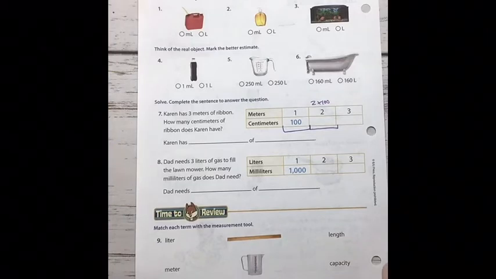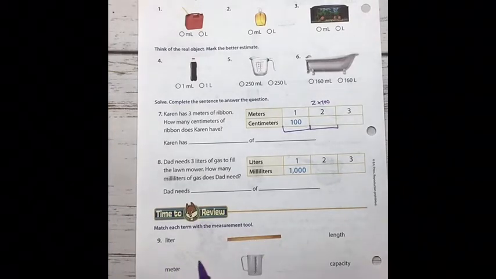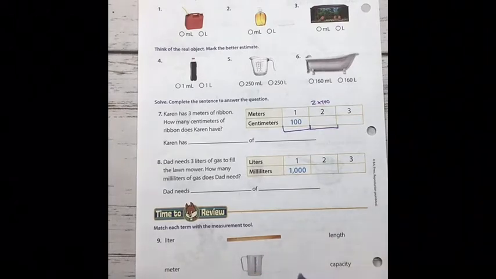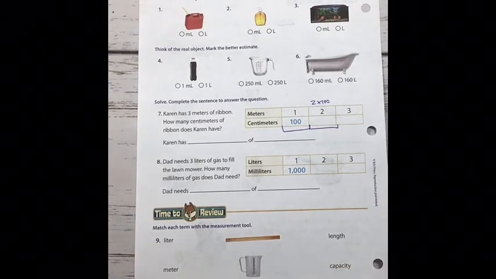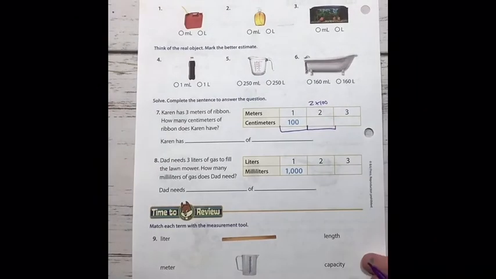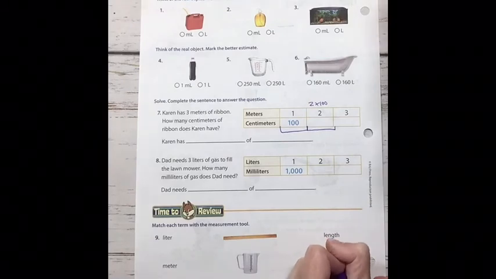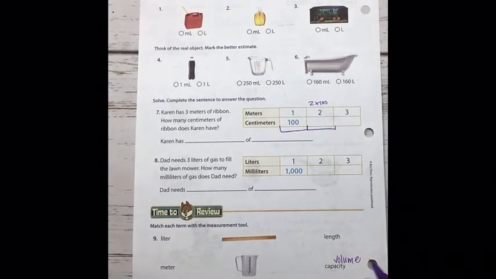The time to review at the bottom, it says match each term with the measurement tool. So you can just draw lines to tell me which one is measuring a liter or a meter, and then it says length and capacity. Capacity is the same as volume, so don't be confused when you hear a different vocab word. Those mean the same thing.